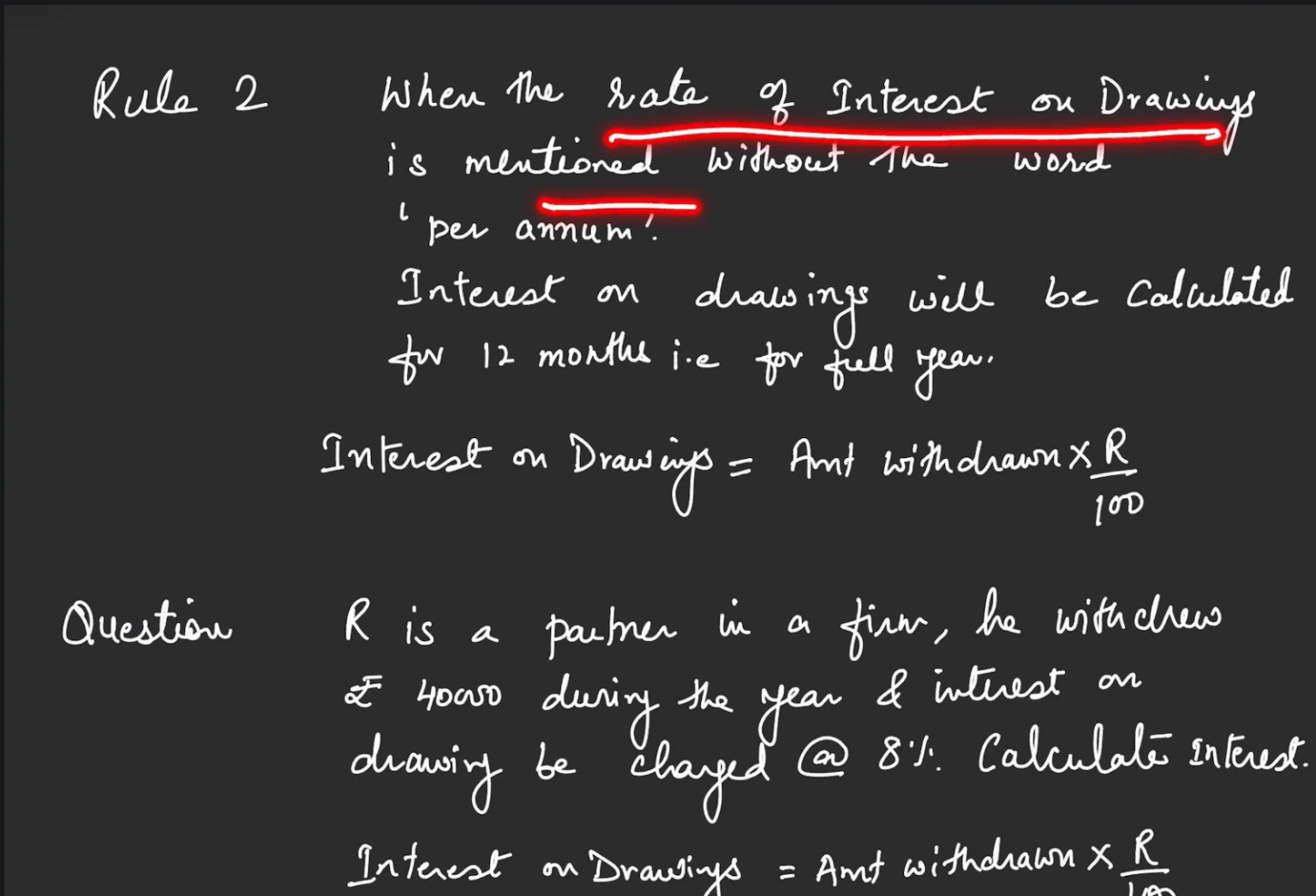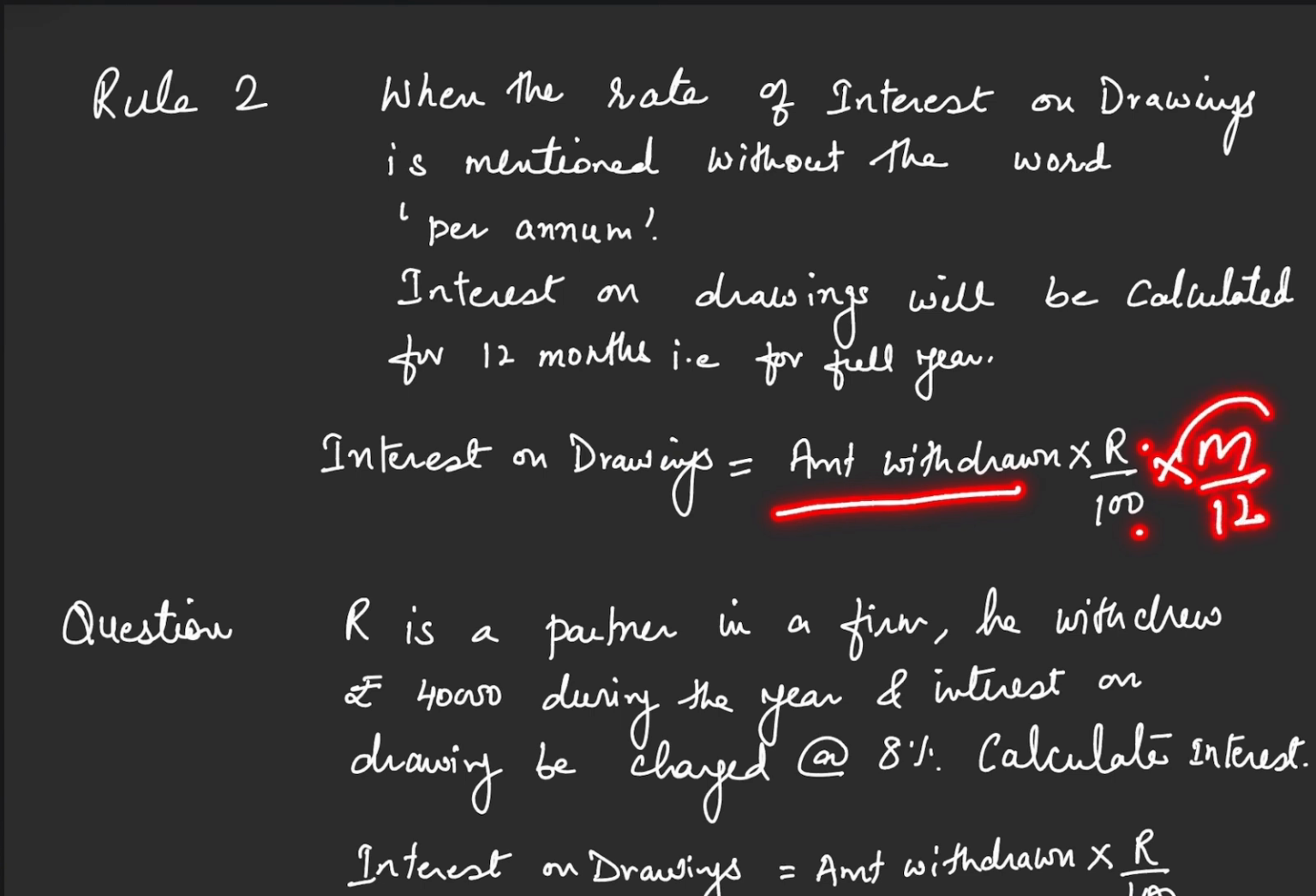When the rate of interest on drawings is mentioned without the words per annum, then interest on drawings will be calculated for 12 months, that is for the full year. In this, the formula to be used is interest on drawings equals amount withdrawn multiplied by rate upon 100. Here in this case, in months upon 12, if we take months as 12, then 12 divided by 12 will be reduced to only 1. So it is not mentioned in the formula also.